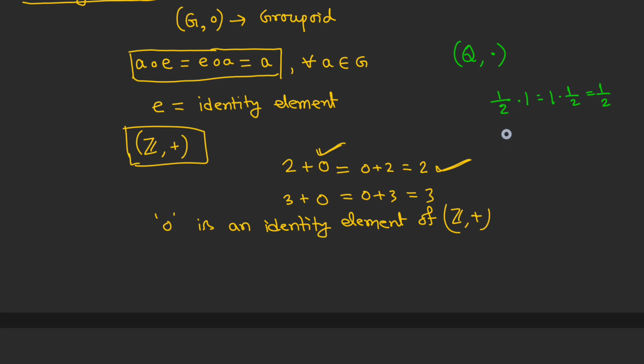If you choose any arbitrary element, let's say 1 by 5, 1 by 5 into 1, or 1 into 1 by 5, you will get the result 1 by 5. That means here 1 is the identity element in Q dot. Clear? So this is a very, very important concept in group theory, the identity element.